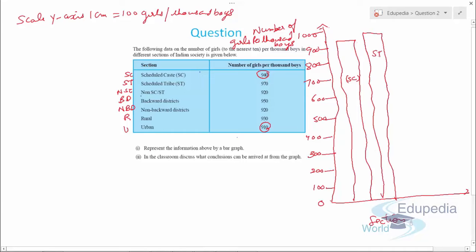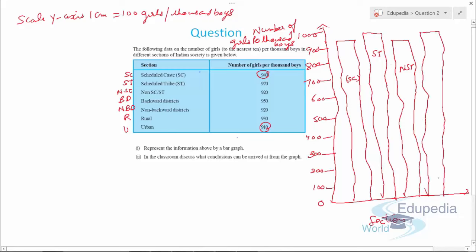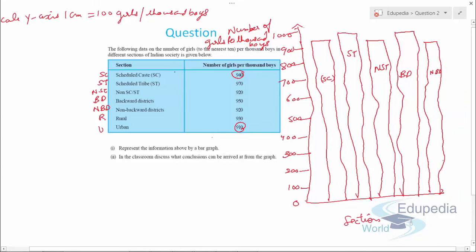Then we have non-SC/ST, which is 920, so this will come over here, right? So this will be NST, right? Then we have backward districts, which is 950, right? So this will come over here, right? So this will be BD, right? Then we have non-BD, which is 920, again it will come somewhere over here. So this is non-BD, right?